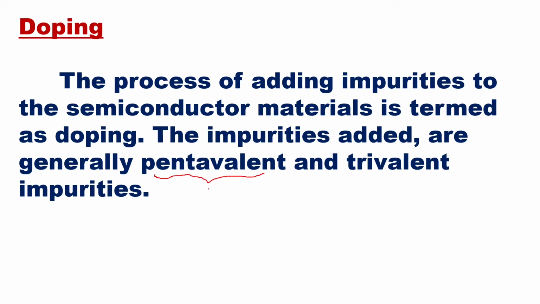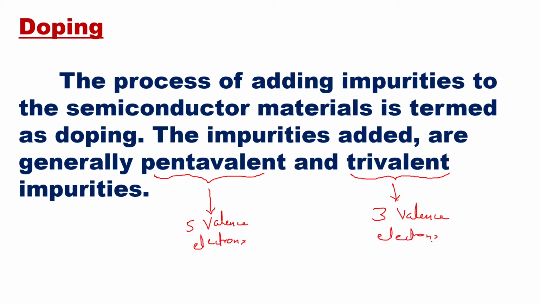Pentavalent are the atoms which have 5 valence electrons. That means there are 5 electrons in its outermost orbit. And a trivalent is an atom which has 3 valence electrons. That means it has 3 electrons in the outermost orbit. Whereas your pure germanium and silicon have 4 valence electrons, and they are called tetravalent.